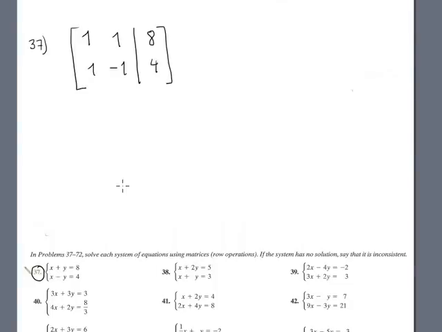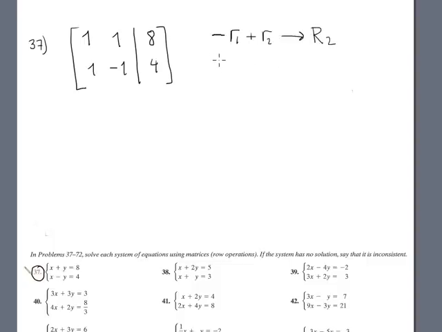Okay, number 37. Solve the system, but I use a matrix. In this case, it's a 37. I write the matrix associated with that. And I apply the following row operation: minus R1 plus R2 stored in R2.